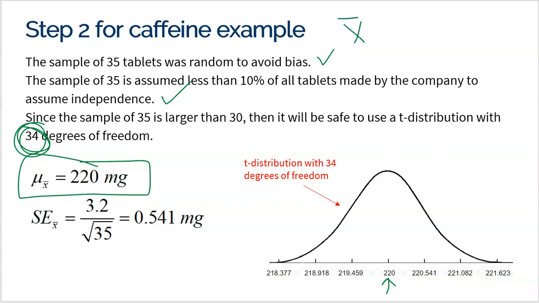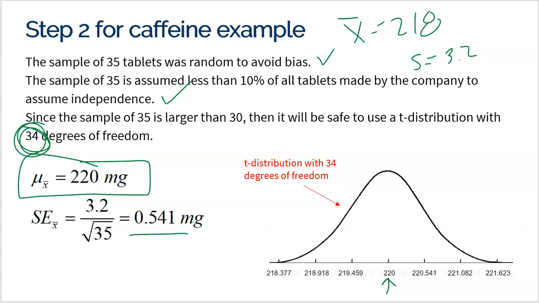Let me just write this information real quick here. If you remember, the mean of our sample was 218. Sorry for my messy handwriting. And the standard deviation of our sample was 3.2. So I'm taking that 3.2 and dividing it by the square root of my sample size, 35, and that's how I get the standard error at 0.541.